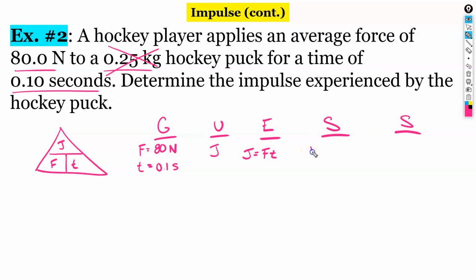So when we substitute in, J is equal to the force, which is 80 newtons, times the time, which is 0.1 seconds. So when we substitute in and plug this into our calculator, we get a value of 8 Newton seconds.